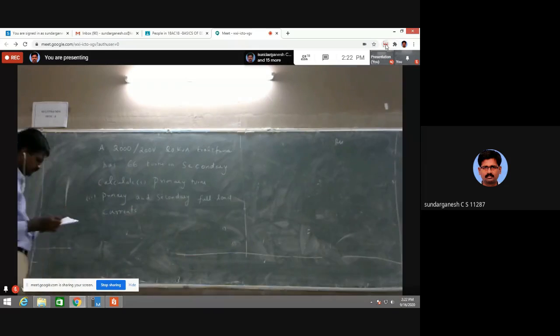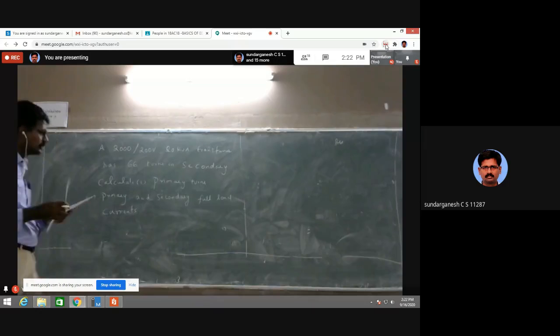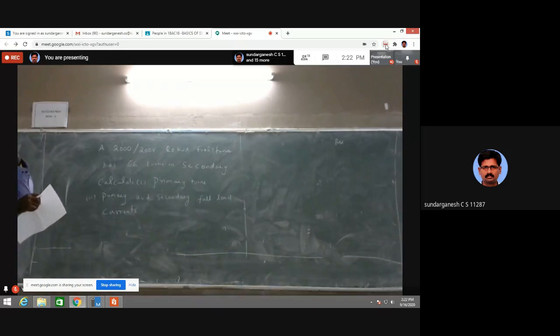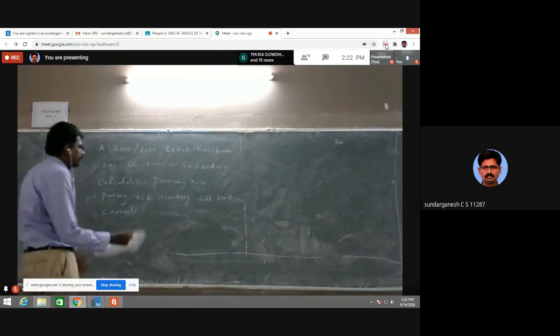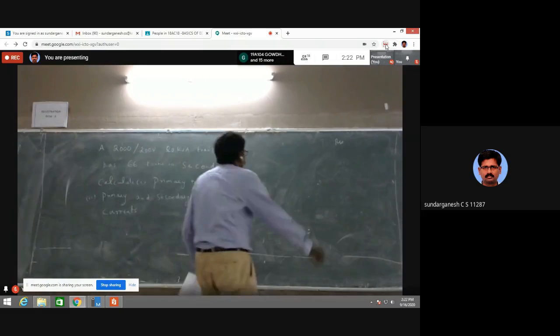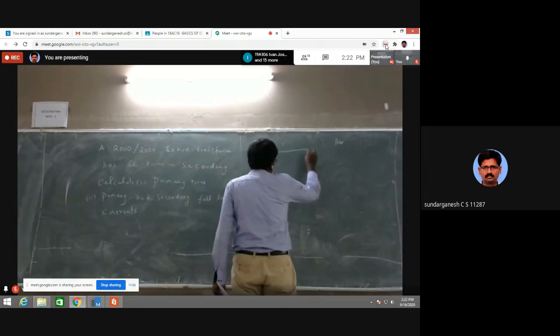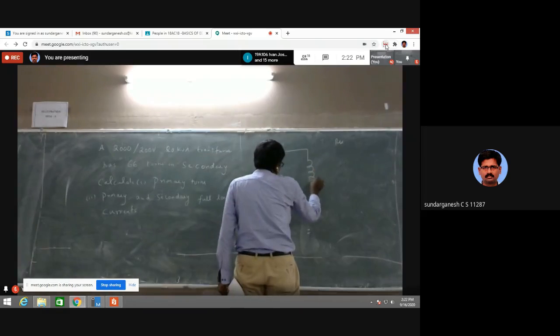Okay, so this is the problem. A 2000 by 200 volt, 20 kVA transformer has 66 turns in the secondary. I have to calculate the primary turns and the primary and secondary full load currents. So I have to draw the diagram. For this problem I am drawing a diagram. How do you draw a transformer?